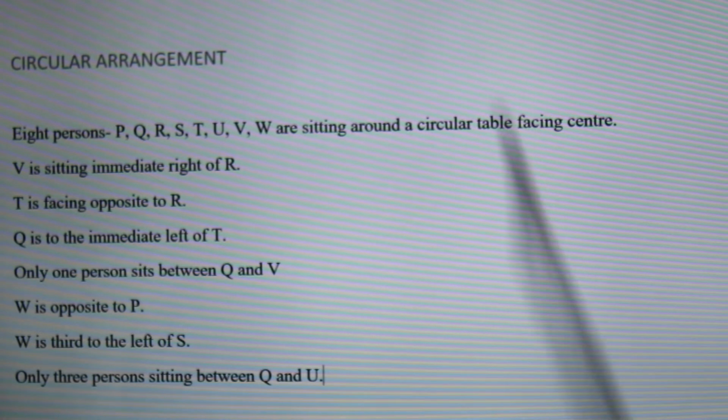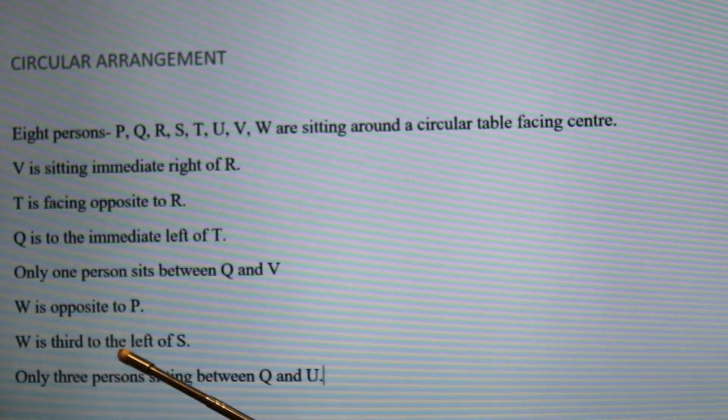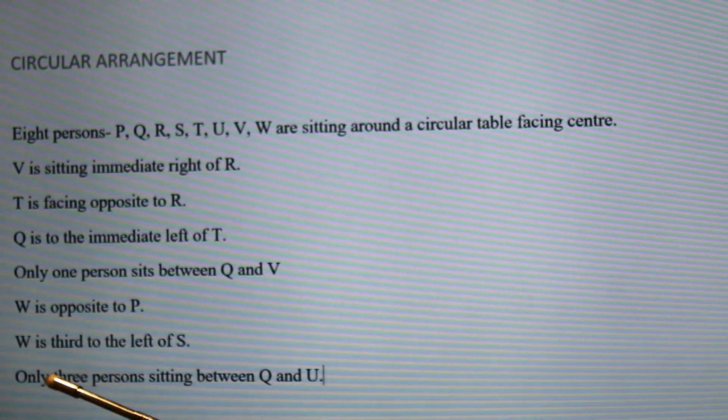W is opposite to P. W is third to the left of S. Only 3 persons sitting between Q and U.